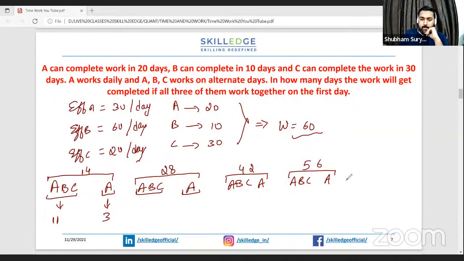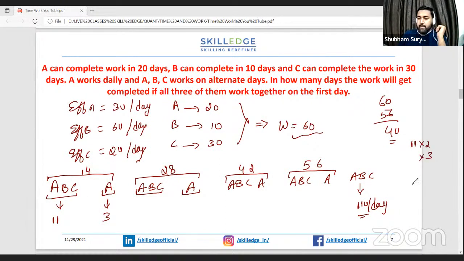You know? Now, next ABC are going to work and 56 units of work is total completed. So out of 60, we are done with 56. So we are remaining with 4 units of work. And ABC together can perform 6, 7, 8, 9, 10, 11 units of work per day. Okay. But we need to finish only 4 units of work. So in 1 day, we can do 11 units. In 2 days, 11 into 2.